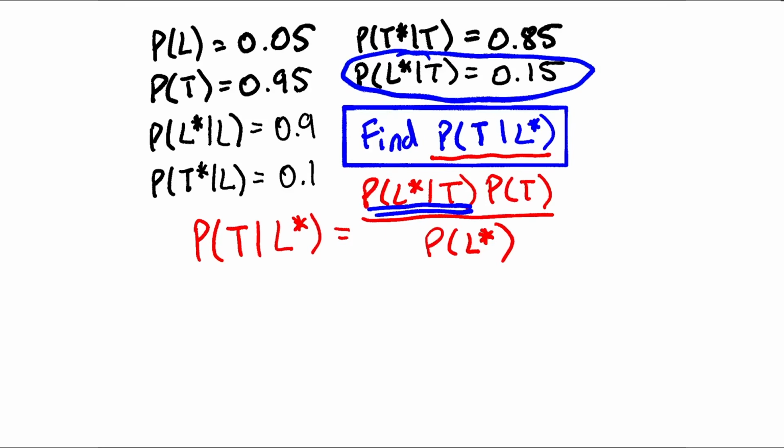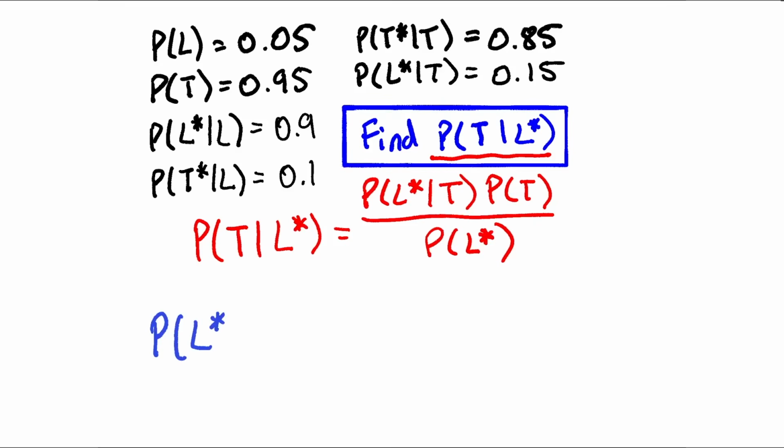And same thing goes for the probability that you're telling the truth. That is 0.95, and we can just plug that in as well. Now the real difficulty comes in trying to figure out what is probability of L star. What's the probability that the detector says you are lying? So let's try to figure that out. What is P of L star?